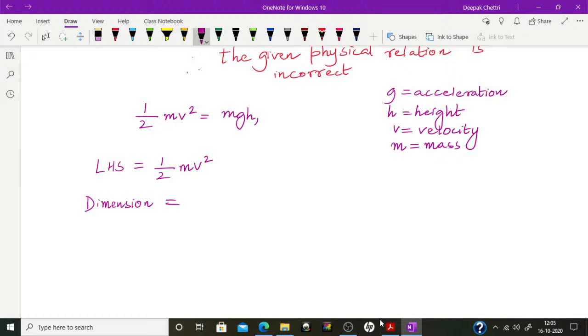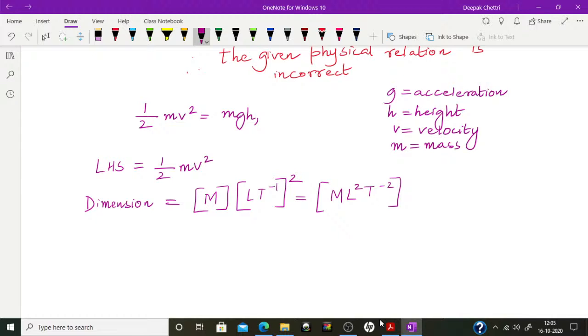Okay, so the dimension of the left side. The half is a number, it does not have any dimension, it is a non-dimensional constant. The dimension of m, which is mass, is capital M. The dimension of velocity is L t to the power minus 1, but there is a square, so it will become this. Now if I combine all these, I'll get M, L squared, and t to the power minus 2. So this is the dimension of the term on the left side.